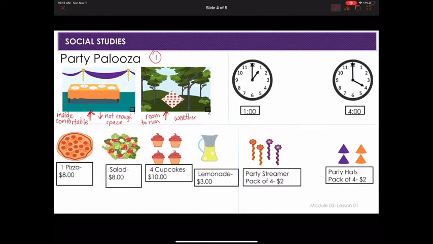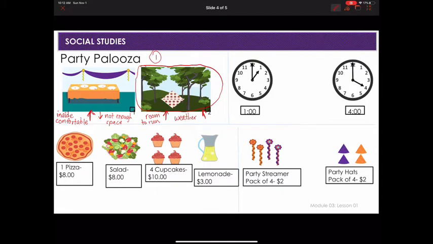Which would you choose? Would you rather have it in the dining room or would you rather have it outside? I think for me, I would choose to have it outside because oftentimes it's very fun to do things outside. And if it rained, maybe we could have a plan of somewhere to go that was under a covered area, but there would be plenty of room for everyone.